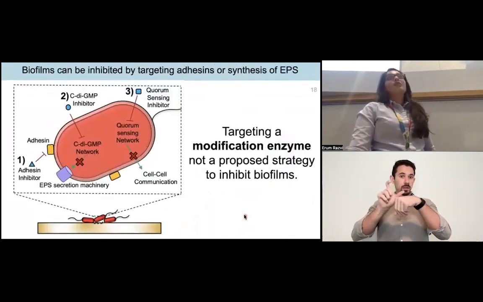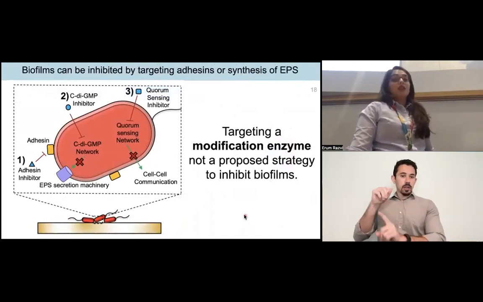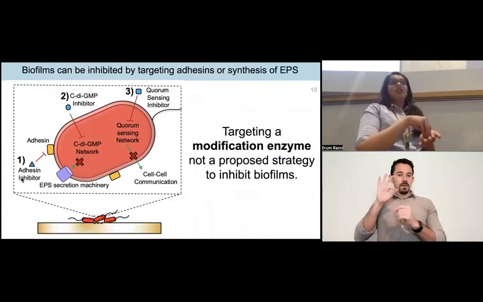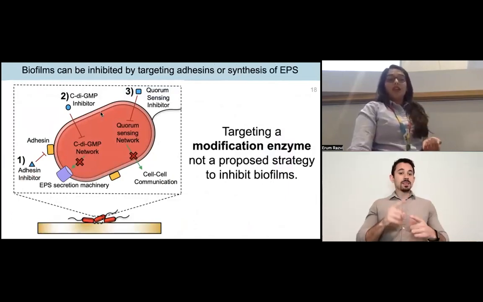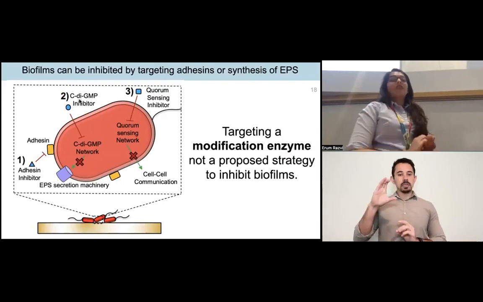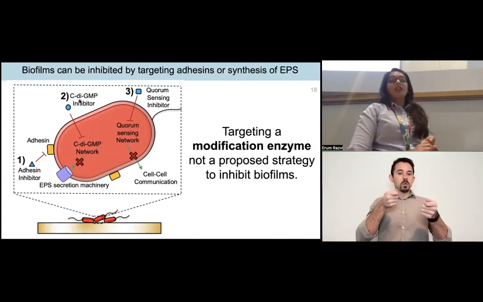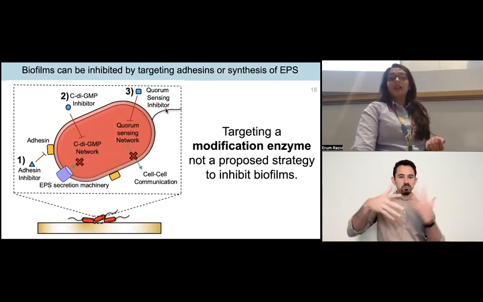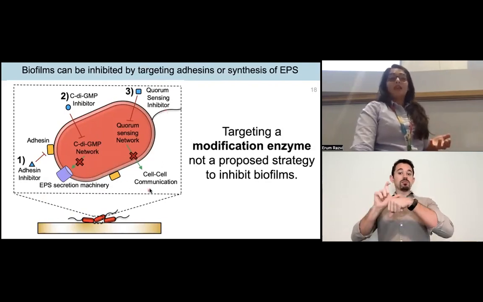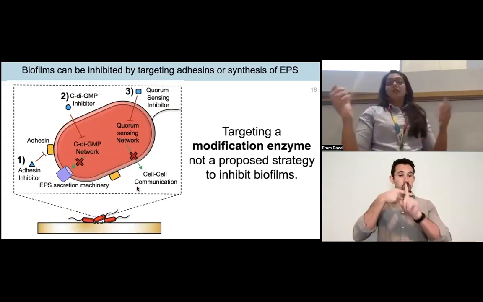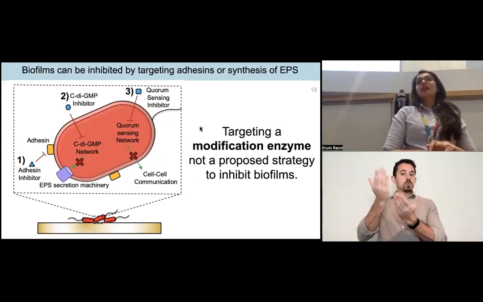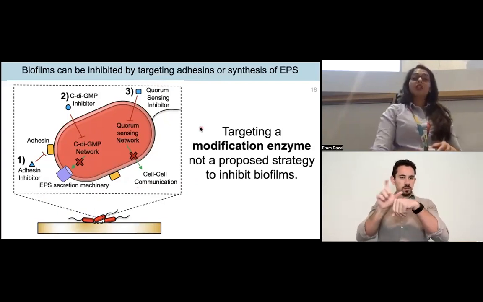So there are three proposed targets to inhibit biofilms. The first is inhibition of adhesins to prevent the initial adhesion stage of biofilm formation. The second is inhibition of the secondary messenger cyclic di-GMP, which is involved in regulating EPS secretion machinery. And the third is inhibition of quorum sensing, a cell-cell communication mechanism that's involved in biofilm maturation. So targeting an exopolysaccharide modification enzyme has not been a proposed strategy to inhibit biofilms.